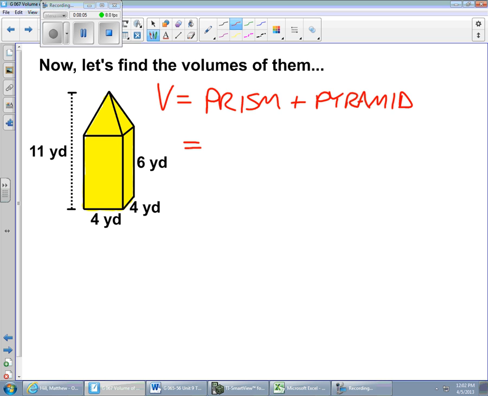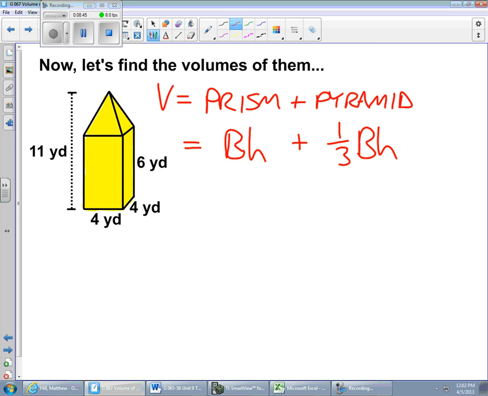How do you find the volume of a prism? Big B, little h, right? And big B stands for what? Okay, area of the base, and little h would be the height of the prism. Okay, that needs to be added to the volume of the pyramid. Okay, so let's go back to our formula chart. Let's find out how we find the volume of a pyramid. Okay, 1/3, big B, little h. Okay, once again, big B is the area of the base, where little h is the height of the pyramid.